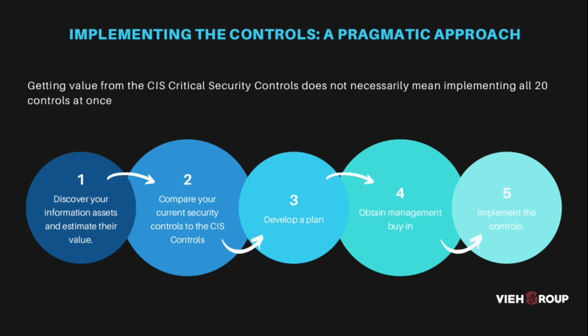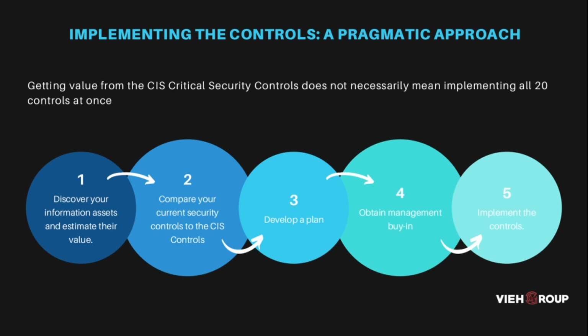The first one is to discover your information assets and estimate their value. Perform a risk assessment and think through potential attacks against your systems and data, including initial entry points, spread, and damage. Prioritize the CIS controls around your riskiest assets. Second point, compare your current security controls to the CIS controls. Make note of each area where no security capabilities exist or where additional work is needed.